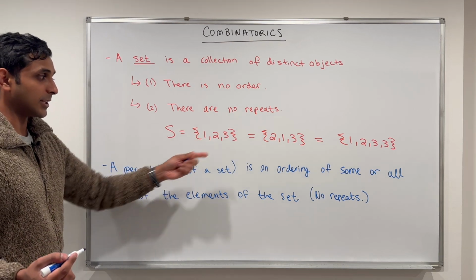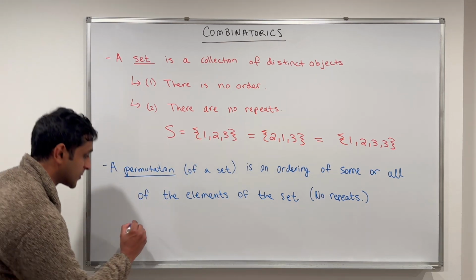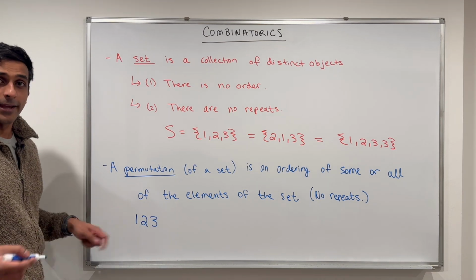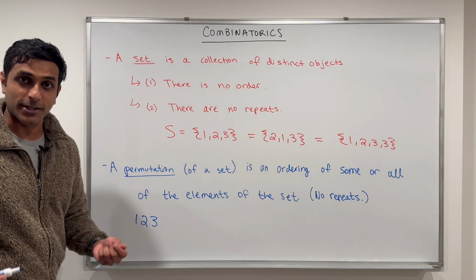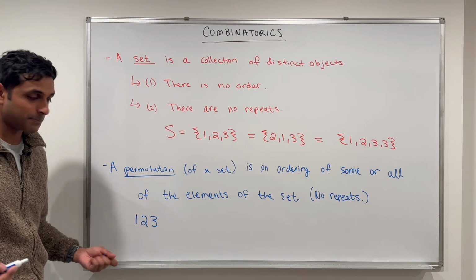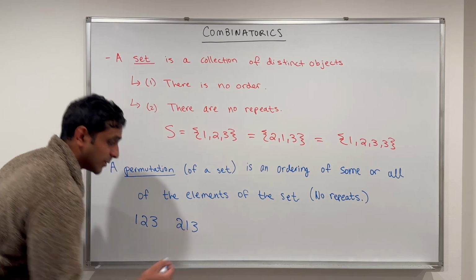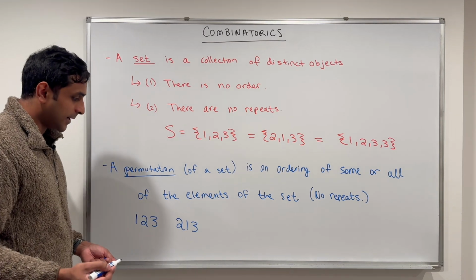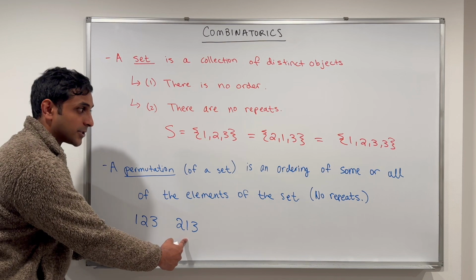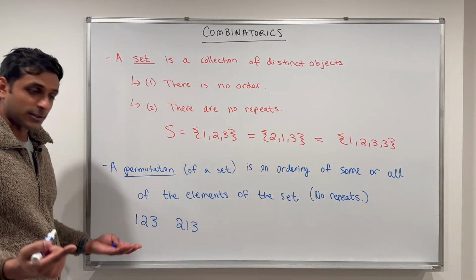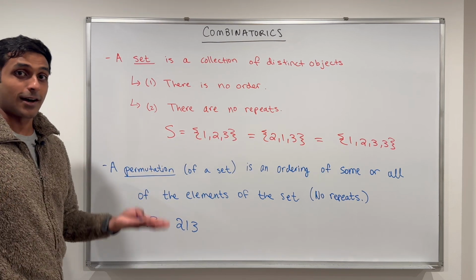So I can take these elements and then order them in increasing order. So 1, 2, 3, that is a specific permutation. Specifically, that's called a 3 permutation because it's using 3 of the elements. And also I can have the permutation 2, 1, 3, which is another 3 permutation. And these are two distinct permutations, whereas these are actually the same exact set. So, I'm highlighting the fact that a permutation has order and a set does not.